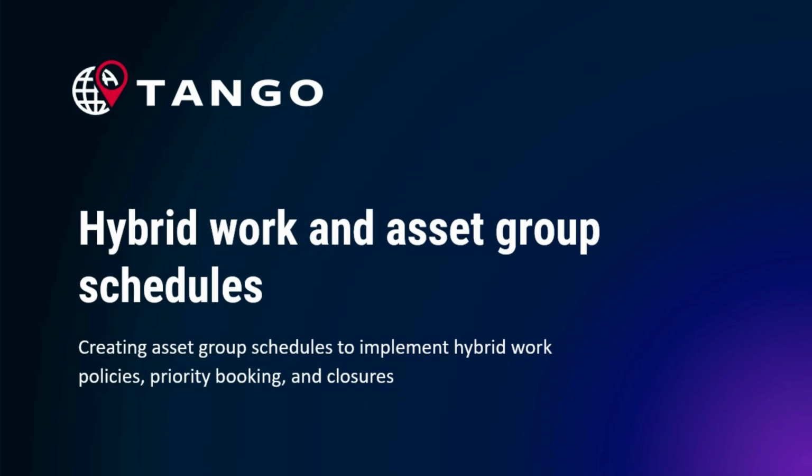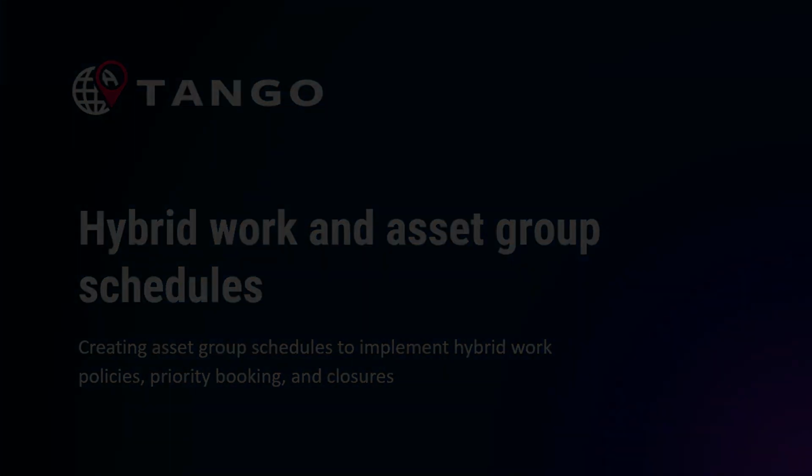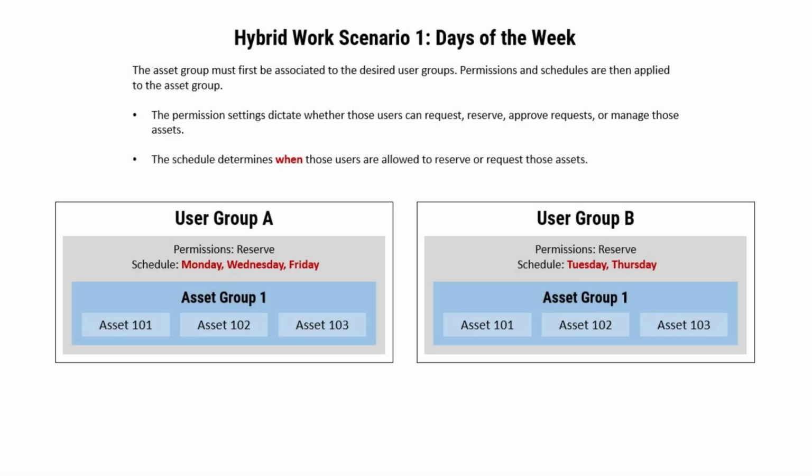Watch the video on asset groups and user groups to set up the desired structure. You'll need a user group for each type of schedule. This tutorial covers configuration for 3 scenarios. If no asset group schedules are created, nothing changes in the application, and the asset's hours of operation are used to determine availability. The first scenario involves restrictions based on days of the week.